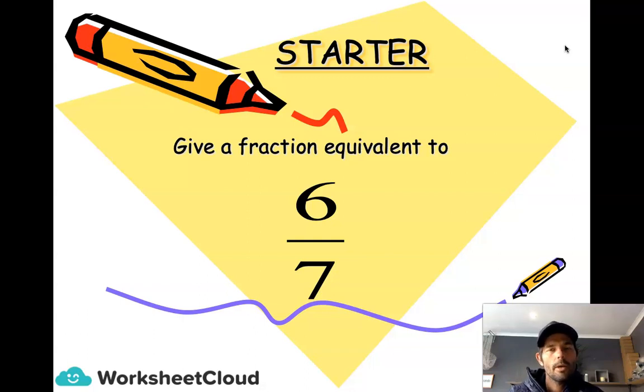Or it can go the other way around, where whatever you do to the denominator, which remember is the bottom number, you must do to the numerator. So if I'd multiplied the numerator 6 by 2 to get 12, I must do the same to the 7, and 7 multiplied by 2 to get 14. You could have had 6 times 3 is 18, over 7 times 3, which is 21. That would have still been equivalent.